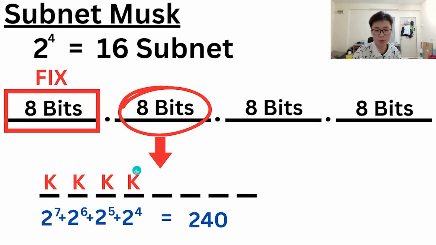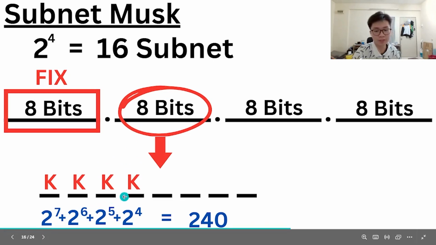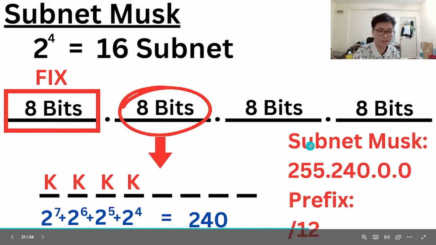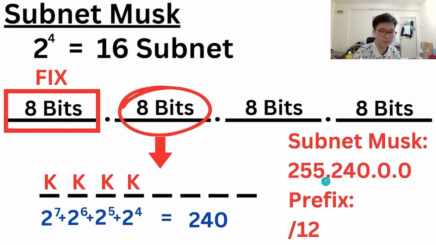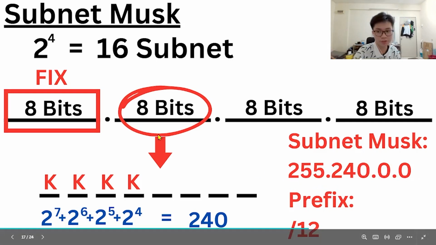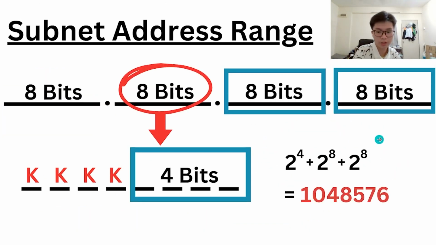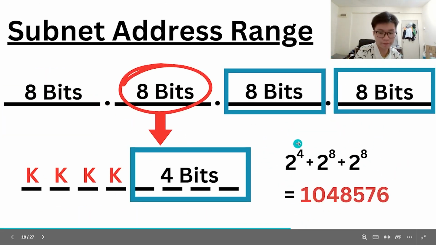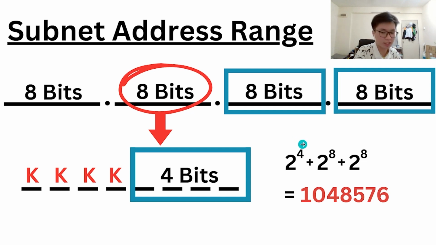So we just need to borrow 4 bits from the host portion to be the network portion, and total up the binary numbers together, then we will get the number 240. Then the subnet mask will be 255.240.0.0, and the prefix number will be 12, which is from the 8 bits plus 4 bits. The bits that I haven't used yet are the host portion, which is the total number of addresses in a subnet. So we total all of them, then we will get 1 million and above addresses in a subnet. So we need to configure it into an IP addressing scheme.